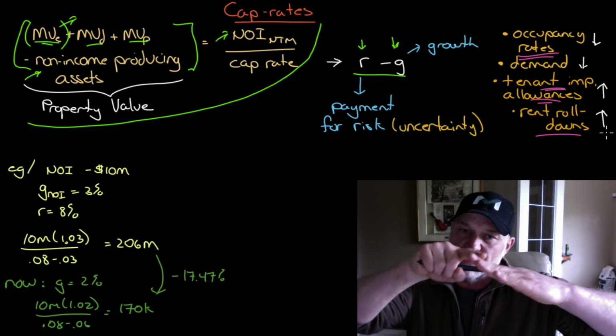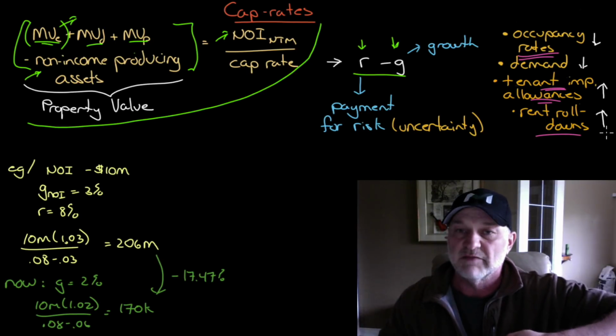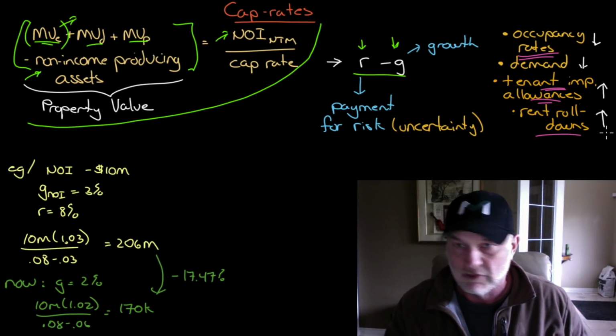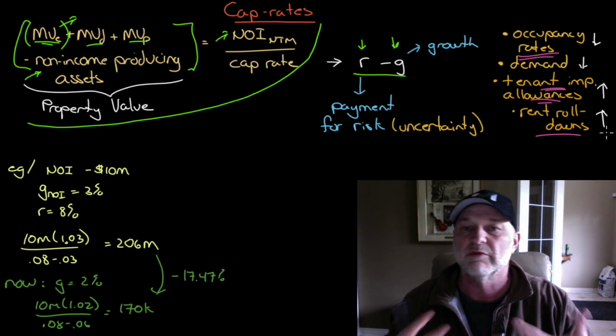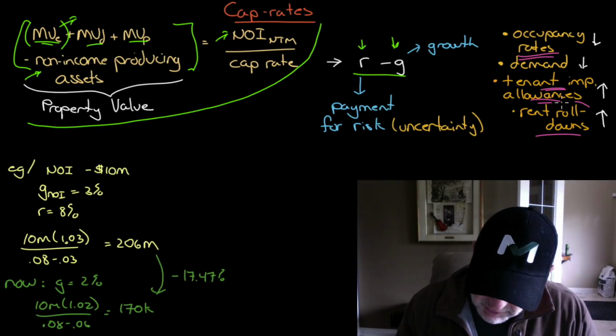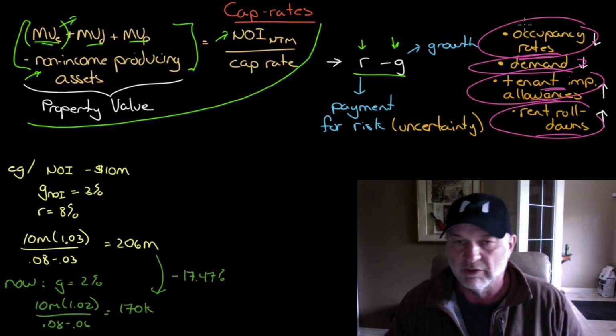Instead of having this kind of growth, now you have flatter growth, maybe even negative growth, because an empty space gets you nothing. Much like an empty hotel room is lost, an empty space is lost. You may as well keep them. You may as well get something. So I do expect rent roll downs to increase, tenant improvement allowances to increase, demand is going to be lower, and occupancy rates are going to be lower.